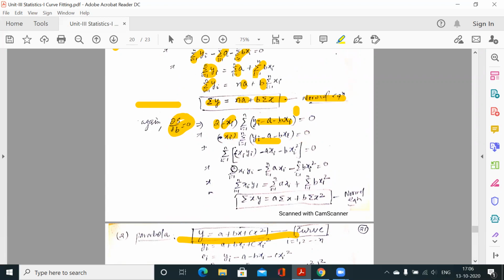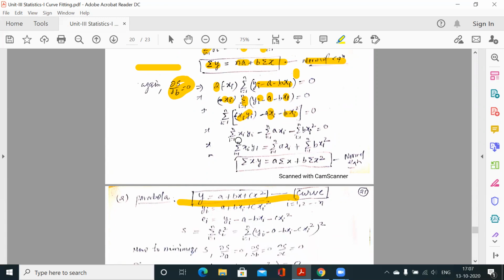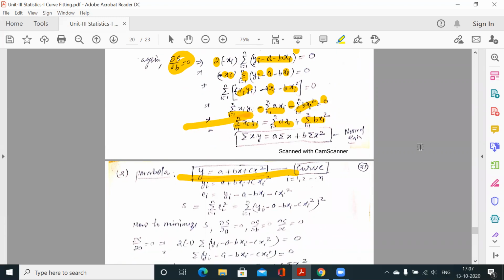Now multiply the summation xi into the bracket, so this is summation xi into yi, next xi into a, and xi into bxi. So what we will get, xi yi, a xi, or b into xi into xi is x square. Now applying the summation, xi yi minus summation a xi minus summation b xi square. Now calculating summation xi yi is equal to, this is negative, when we bring this on the right hand side, this is positive, so summation a xi plus summation b xi square. So this is the second normal equation.